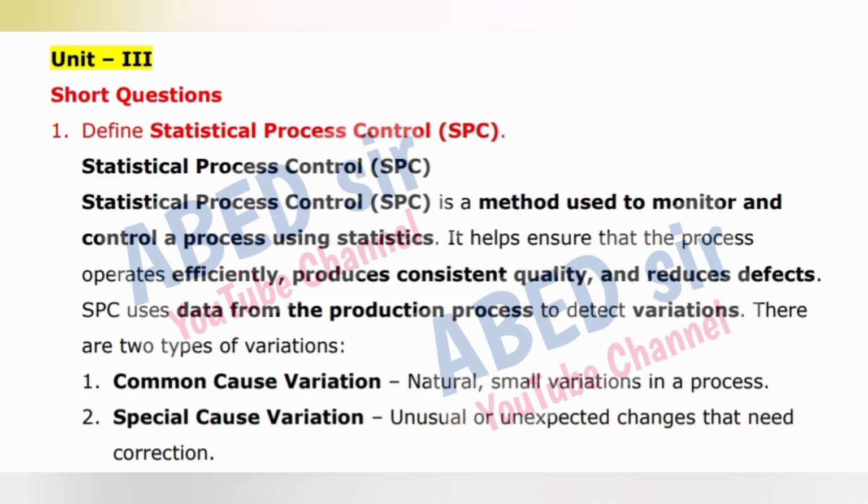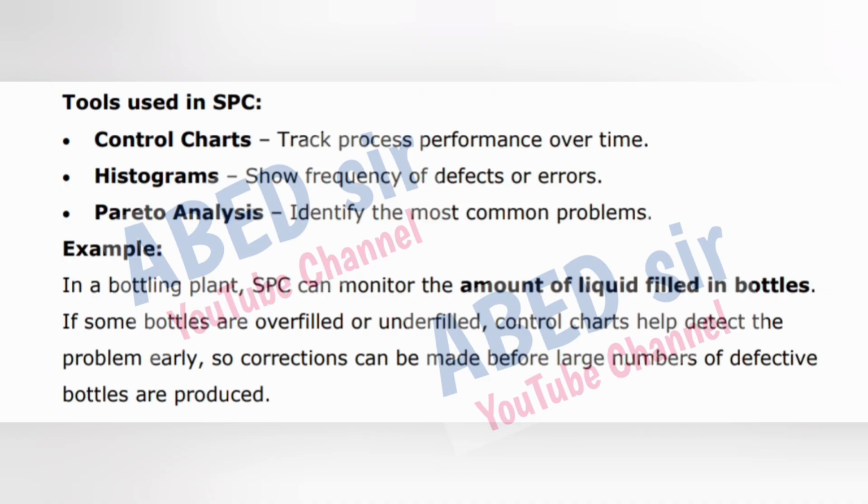1. Common cause variation: natural, small variations in a process. 2. Special cause variation: unusual or unexpected changes that need correction. Tools used in SPC: control charts track process performance over time. Histograms show frequency of defects or errors. Pareto analysis identifies the most common problems.